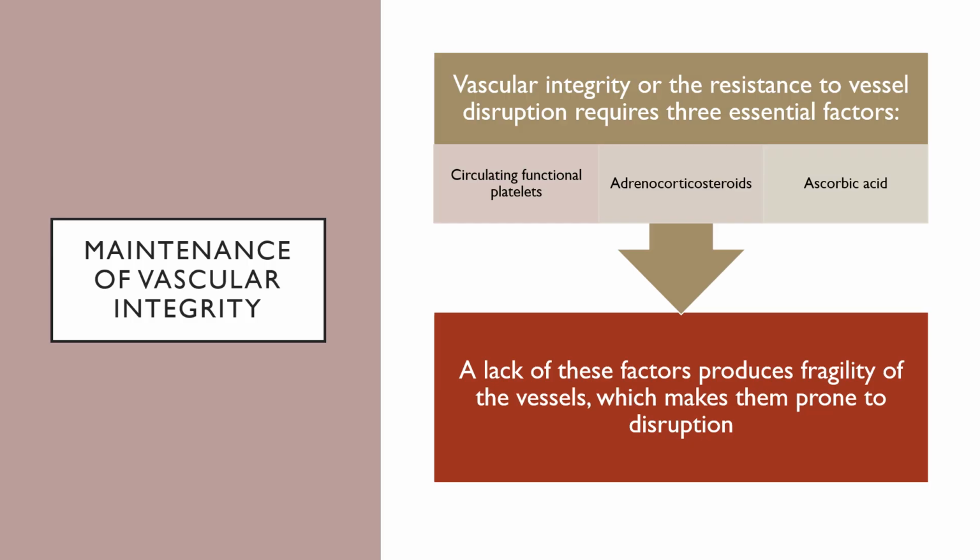And then last but not least, ascorbic acid. This is vitamin C. Vitamin C is really important to maintain that as well. So, a lack of any one of these factors produces fragility in the vessels, which makes them prone to disruption. Like we said earlier, healthy diet, adrenocorticosteroids, and circulating and functional platelets.